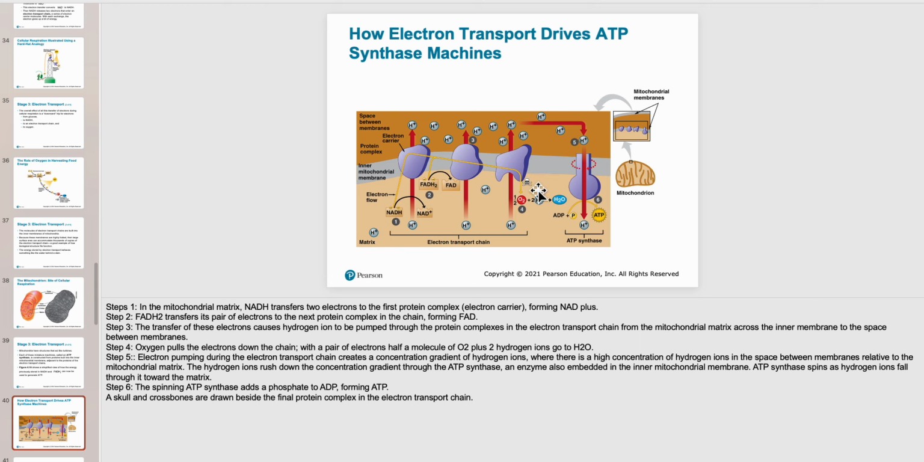And then the last electron, that's why we see the skull and crossbones, the last electron is picked up by oxygen, mentioned in the previous slide. Oxygen picks it up, joins with the remaining hydrogen, and that's how we make water. And at the very bottom it says skull and crossbones are drawn beside the final electron acceptor, which is in this case oxygen. And that is going to drive to make water at the end. Okay, next slide.